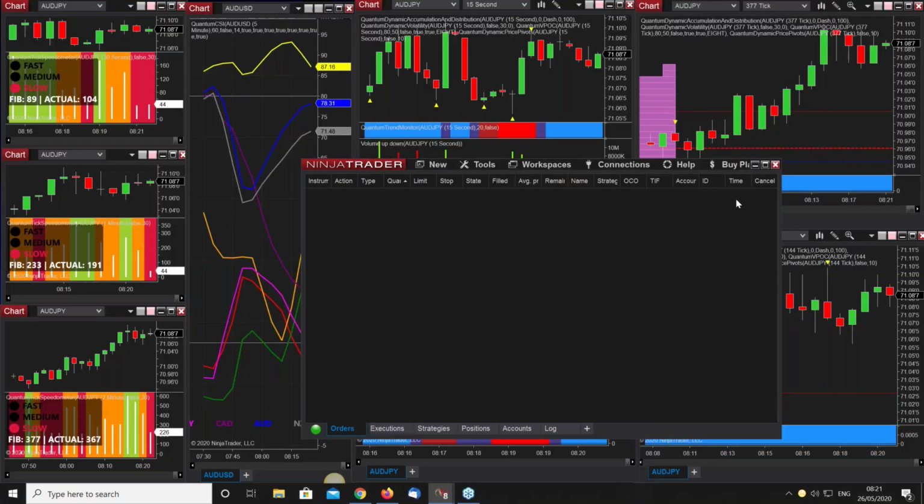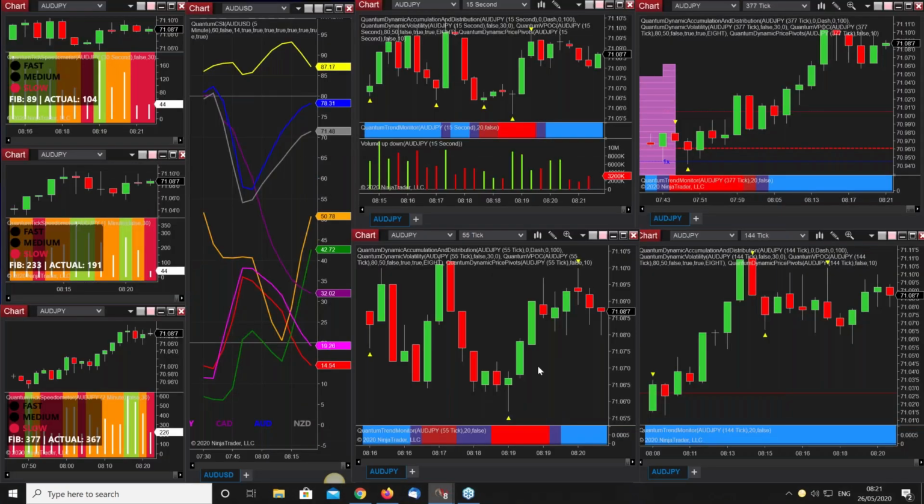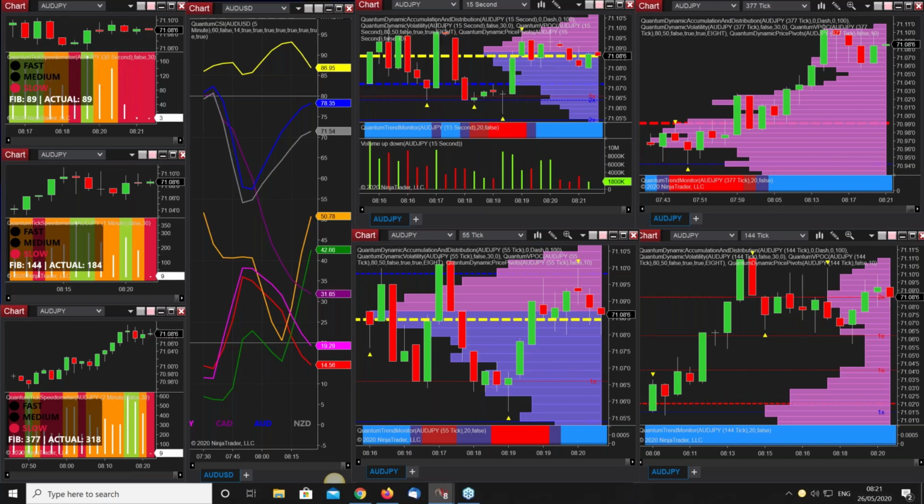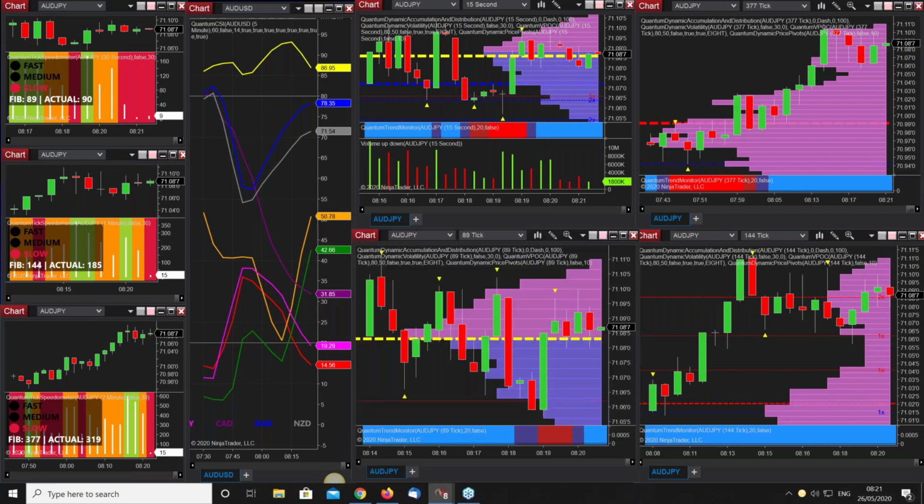Got this set up. There we go. We're on tick charts here, back on the Aussie yen again. I've got the 15 second here, but I've got the 3 tick charts here, and we're just going to adjust these. This is now on 89 tick. This is on 144, so that's fine. That's on 377, so we're running at the right speed now.